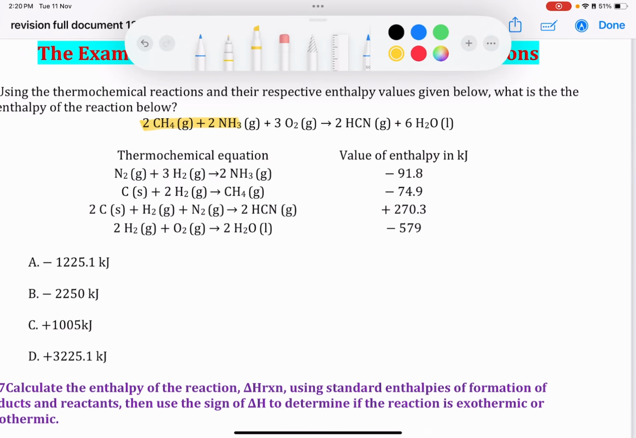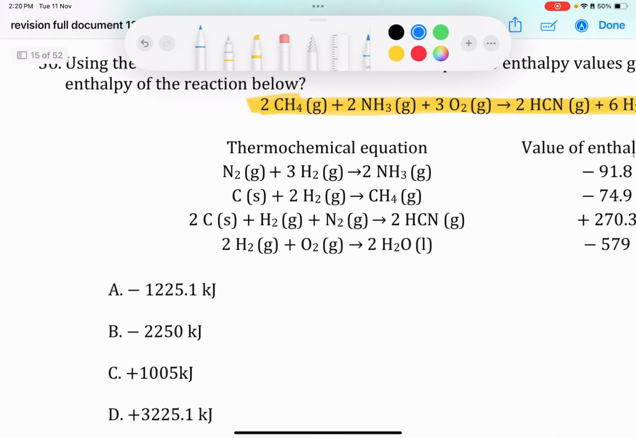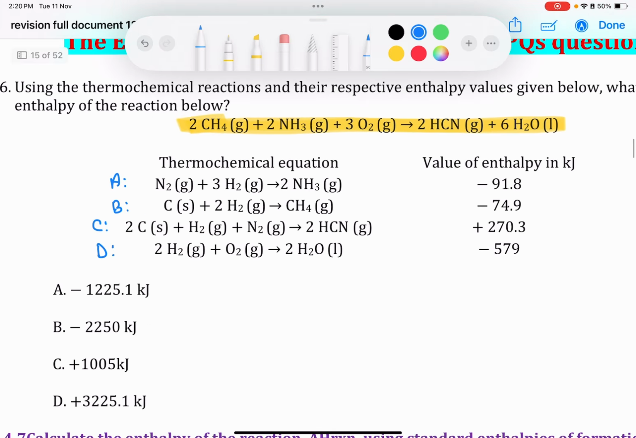Here's the target equation. And I have 4 given equations. I'm gonna call this A, B, C, and D. And I'm gonna find one by one in the equations to see what I am going to do. So let's start with CH4. Let's search for it. Here's the CH4. I need to flip B because I want it on the other side. And I need to multiply B by 2 because I need 2 next to it.